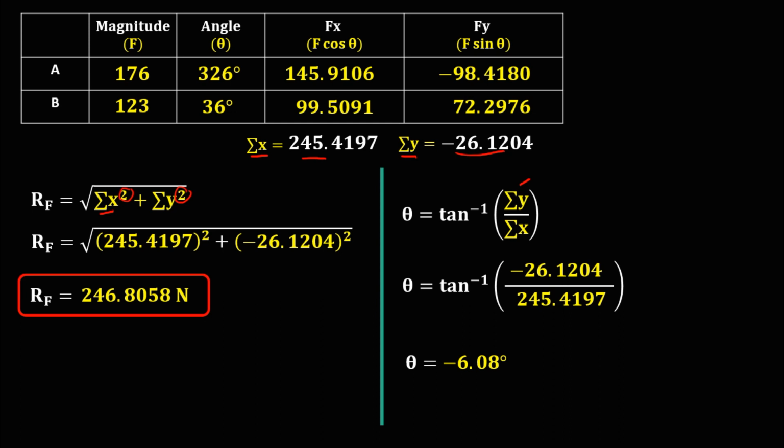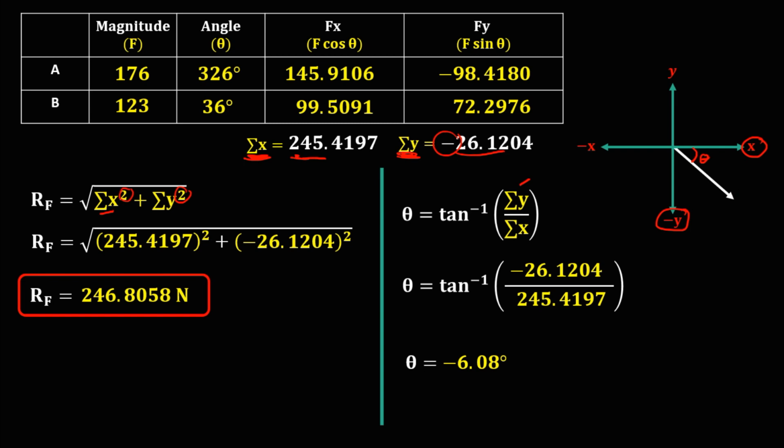And to find the direction of this resultant force, from the summation of x, since this one is positive, so this is positive x, and from the summation of y, since this one is negative, this is negative y. Therefore, the resultant force lies on this quadrant. And to find theta, theta is always with the x-axis, so this is now theta, always with the x-axis.